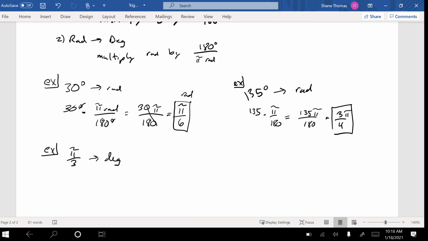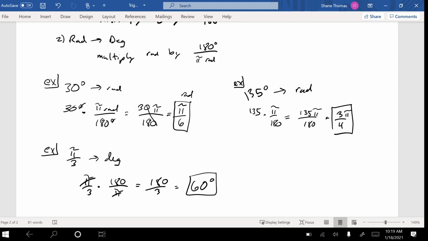Okay, so we're going to have pi over 3 times 180 over pi, correct? Pi's and pi's cancel. That gives me 180 over 3, which is going to be 60, and that would be degrees. 60 degrees, from radians to degrees.